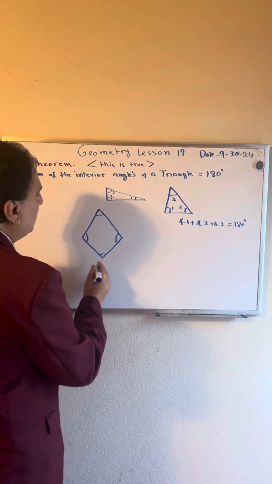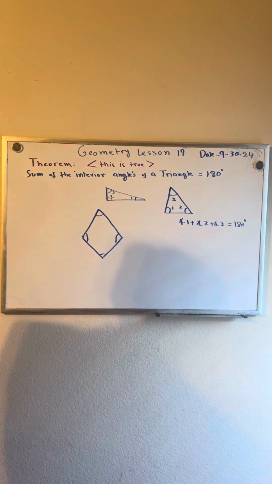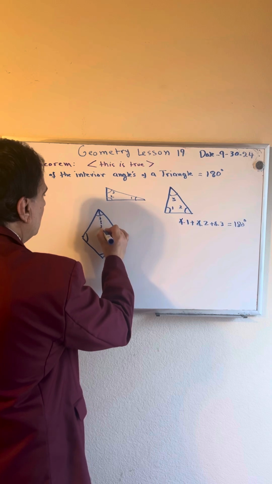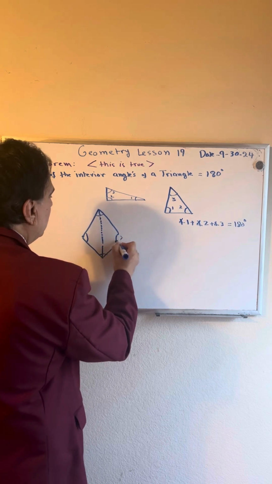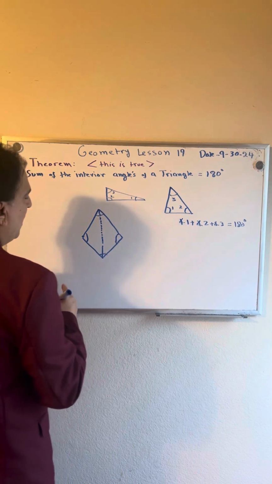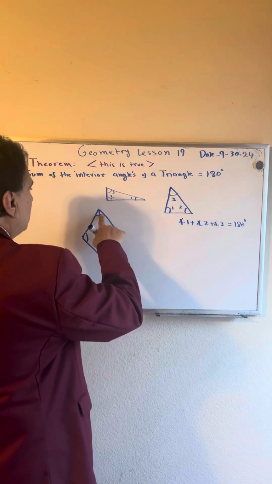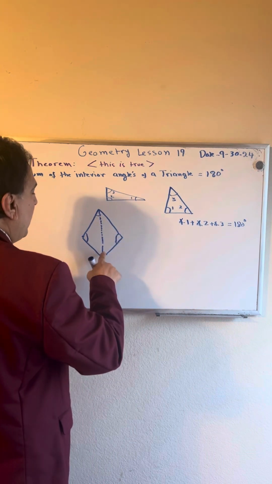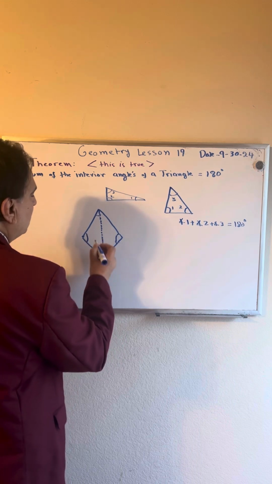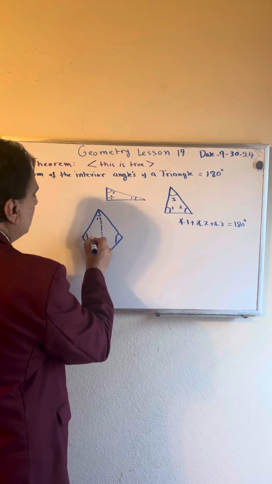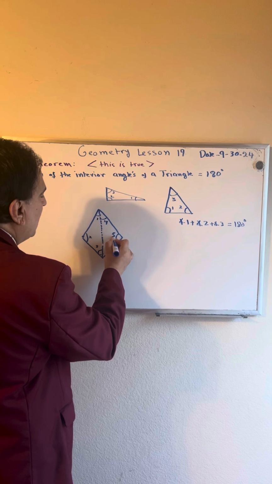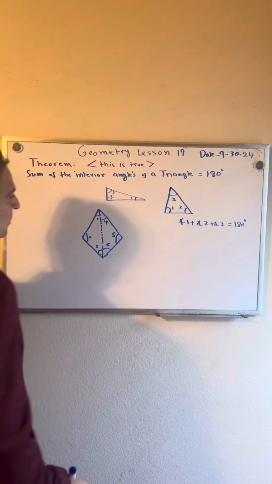One thing I can think of is to divide this into two triangles. So that's exactly what I'm doing. I divided this polygon into two triangles. Now we already know that the sum of the angles of these triangles is always 180. Let's say this is angle 1, this is angle 2, angle 3, angle 4, angle 5, and angle 6.